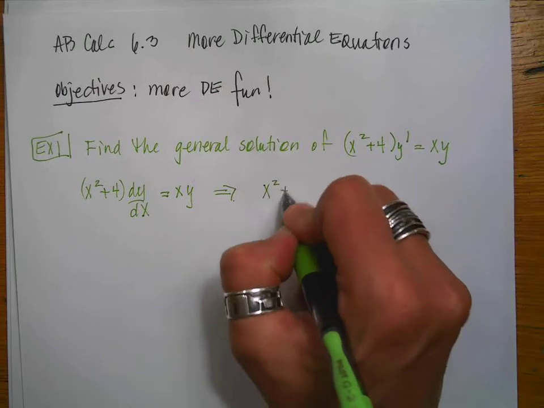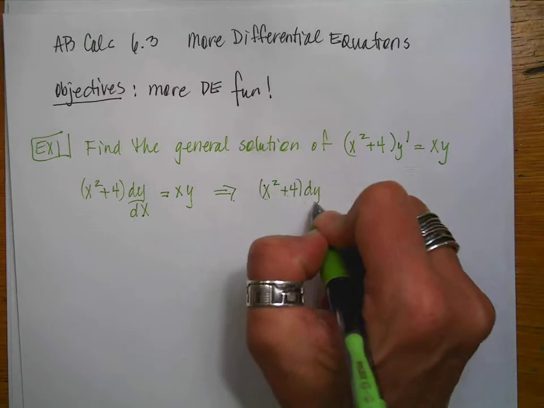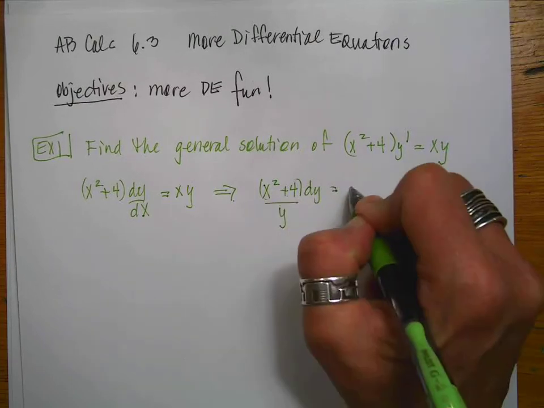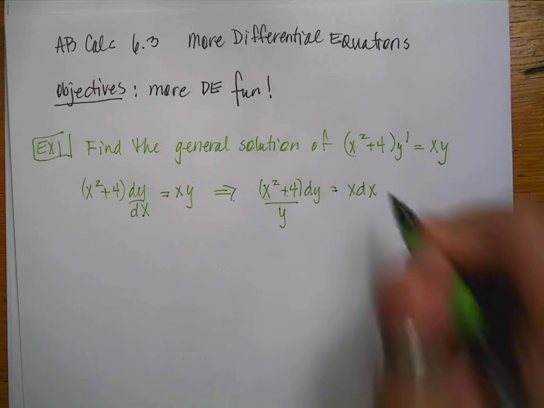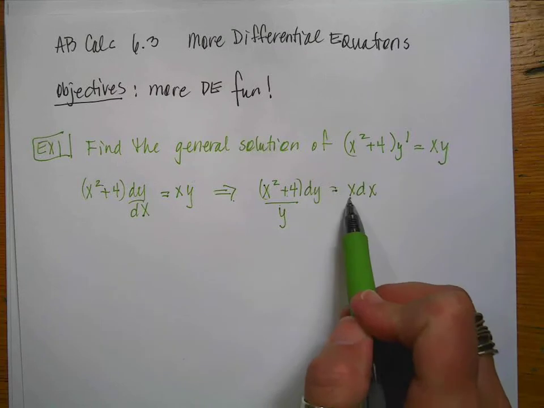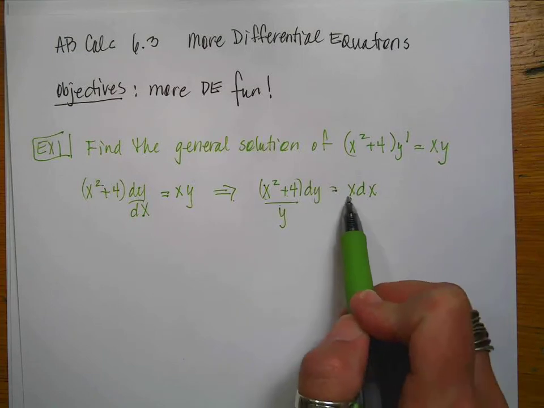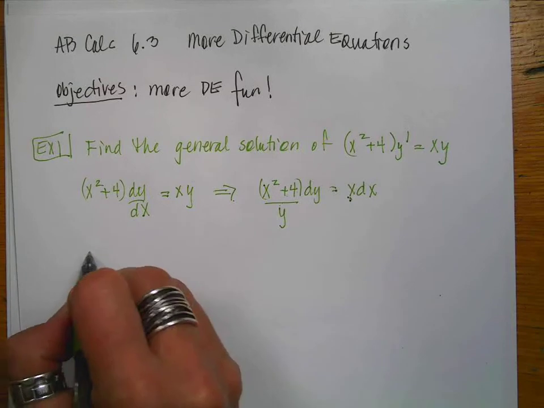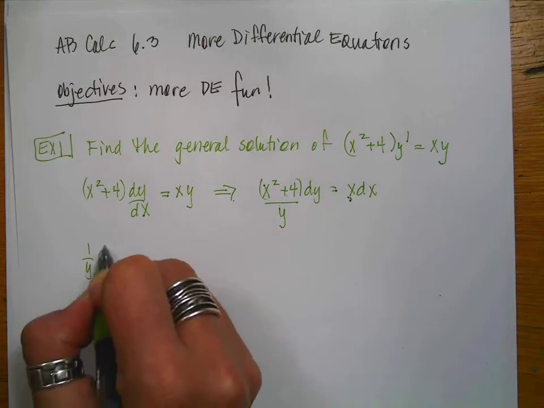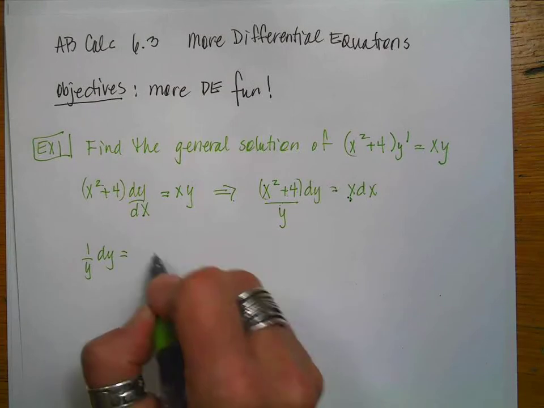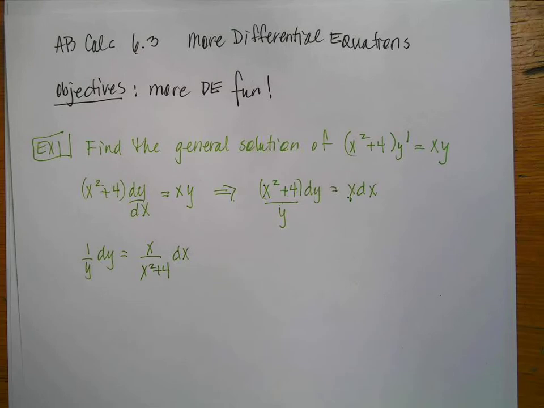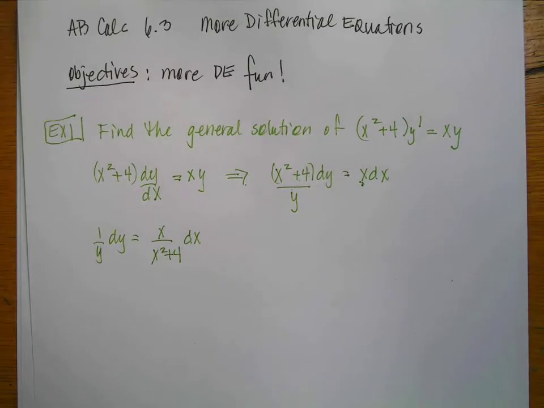So I have x squared plus 4 times dy is equal to, and I'm going to divide by y, and then I'm going to have x dx. I have to mathematically, technically leave something here so that I can have something to multiply by. So then now I'm going to move the x squared plus 4, so I'm going to get 1 over y dy is equal to x over x squared plus 4 dx. That's called our separation of variables.